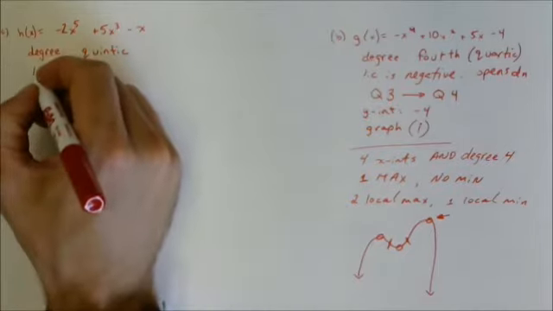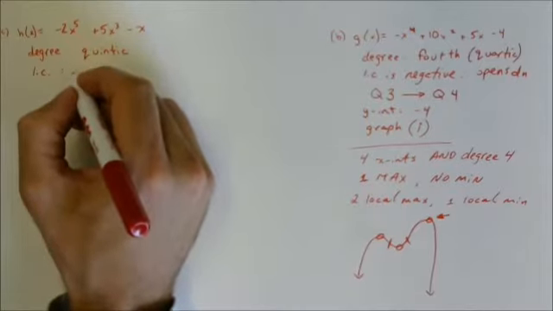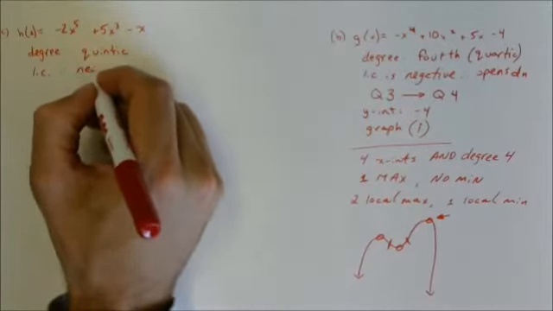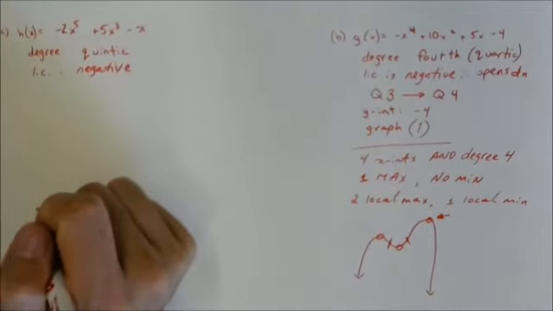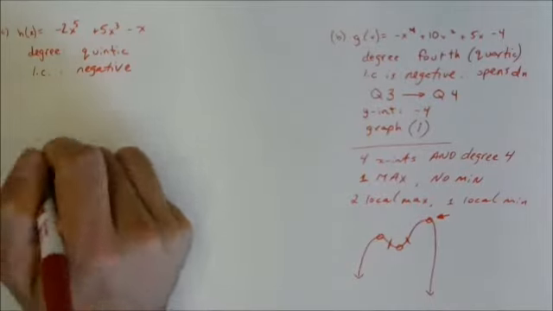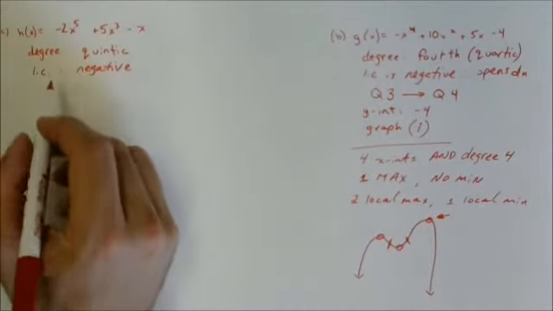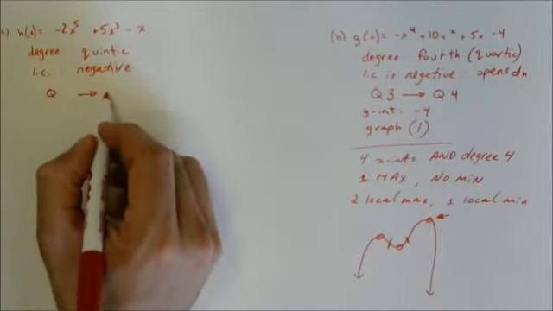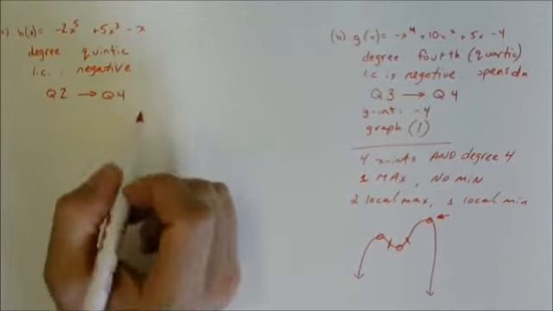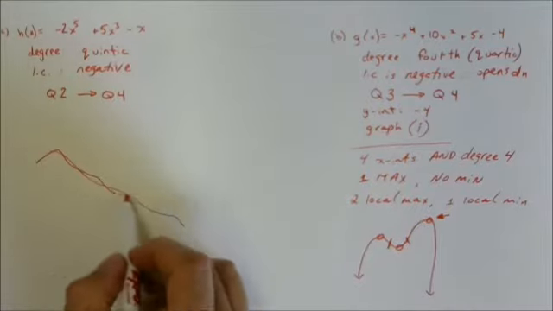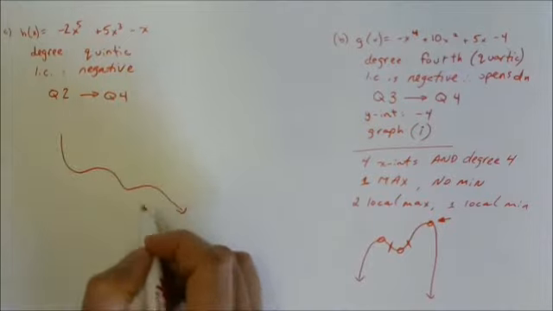Leading coefficient, positive or negative? It's negative. Okay, so now we have enough information for its end behavior. It's odd, so it's going to start and end going different directions, and it's negative. So what are our quadrants that we're going to extend from and to? Q2 to Q4? Yes. It's going to head kind of down. Whatever it does in here, it's going to be heading down.